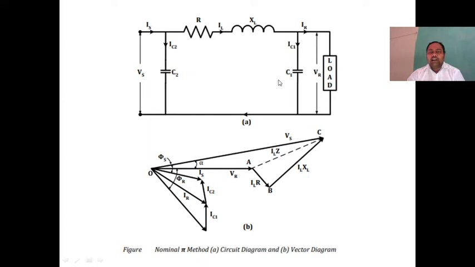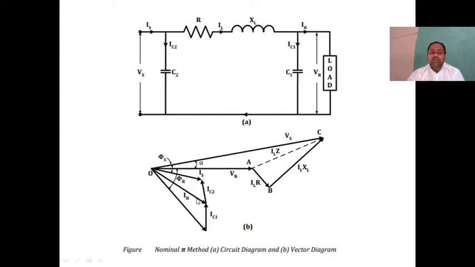Already we have drawn IR. Next IC1. Next draw the line current IL. The line current is the vector sum of IR plus IC1. This is the IR quantity, this is IC1, and the vector sum of IR plus IC1 is nothing but the IL current. This middle line represents the IL current.